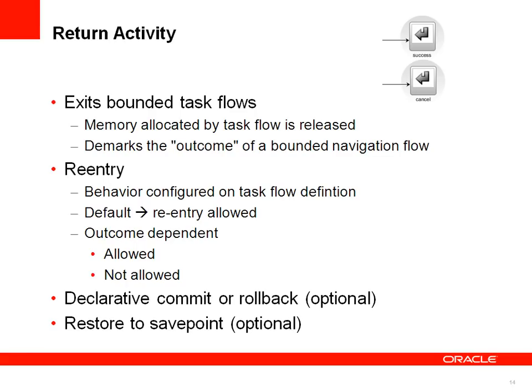The return activity is important because every bounded task flow, unless you want to have it running infinitely, needs to have some form of exit criteria. And the exit criteria is identified by the return activity. You navigate to the return activity, and based on what the configuration of the return activity is, it might just return from the bounded task flow, providing an outcome that determines the further navigation in the calling task flow, or it may roll back a transaction, commit a transaction. That's all depending on the configuration there.